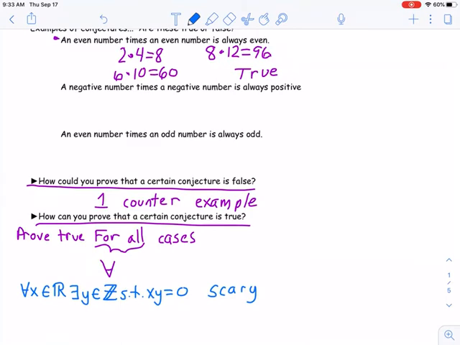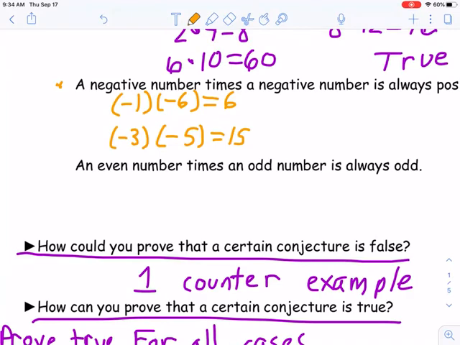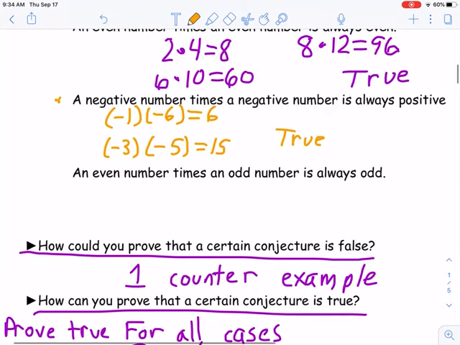All right, a negative number times a negative number is always a positive number. So I'm back up here. A negative number times a negative number is always a positive. Let's think about negative 1 times negative 6 produces 6. Negative 3 times negative 5 equals 15. So this is actually true as well. We're not going to prove it to be true right now. But a negative times a negative is always a positive.